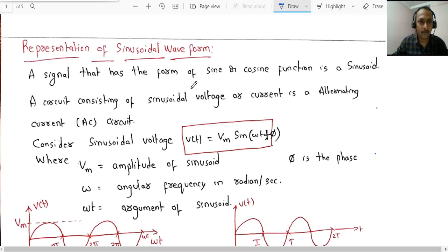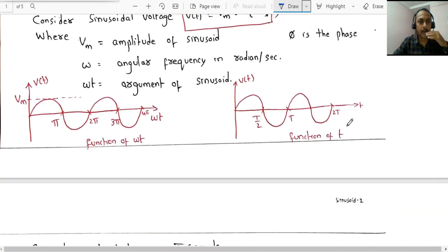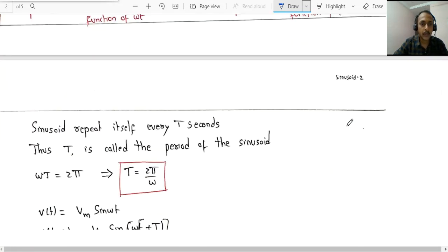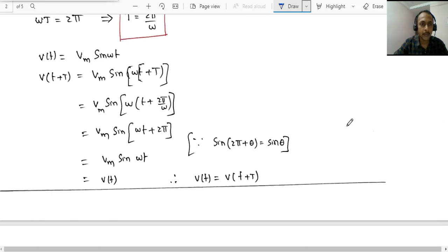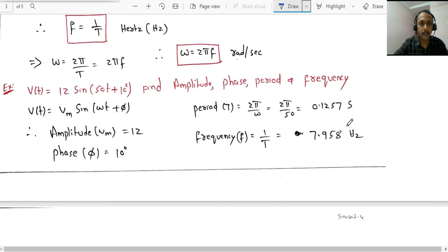In this AC circuit analysis, we will see the representation of a sinusoidal waveform. In this video, we will discuss the mathematical representation of a sinusoidal waveform, the mathematical equation, how we will represent that, and also the graphical representation of a sinusoidal waveform. We will discuss the amplitude, angular frequency, and also the time period of a sinusoid.